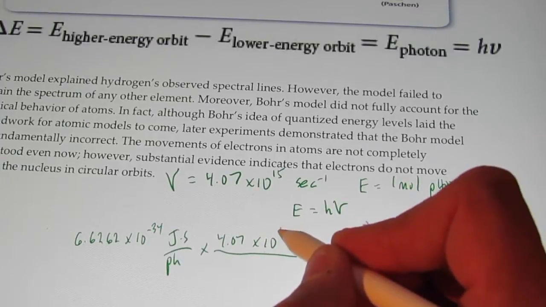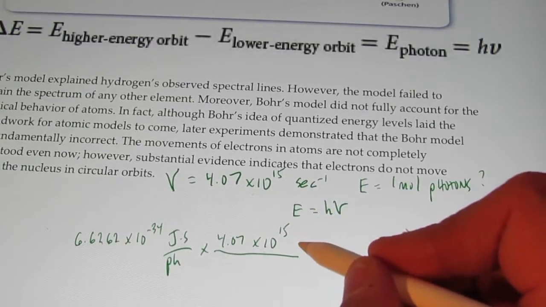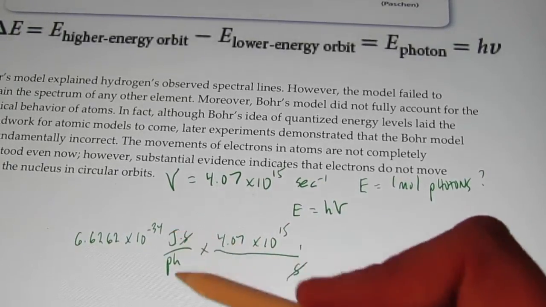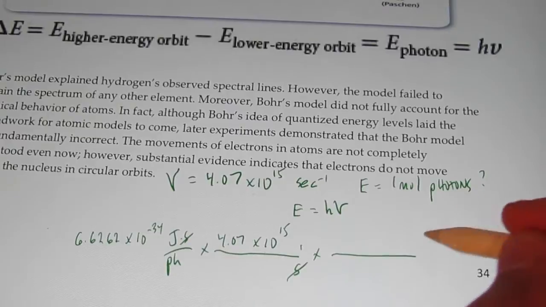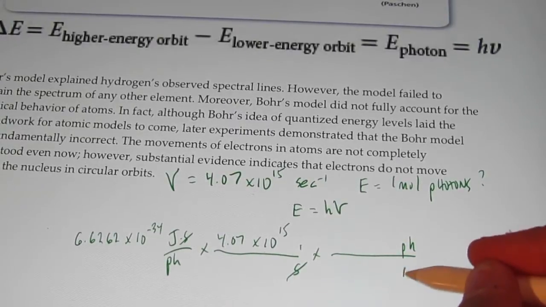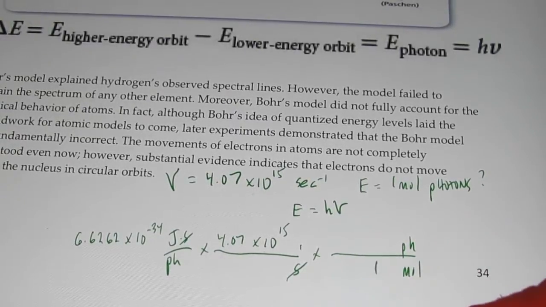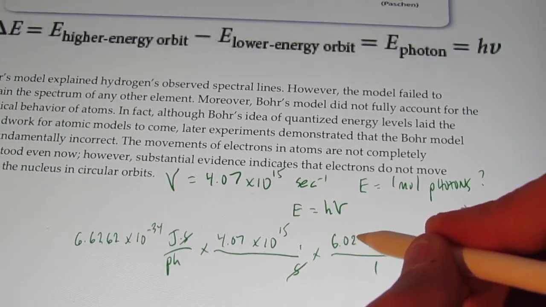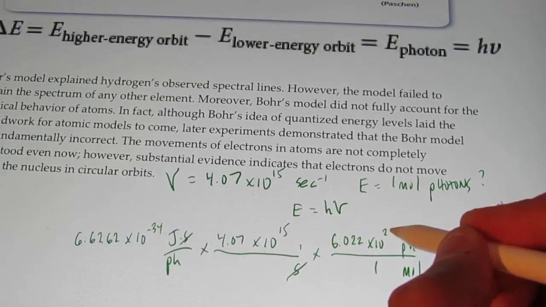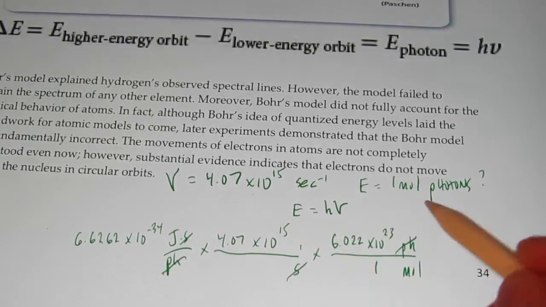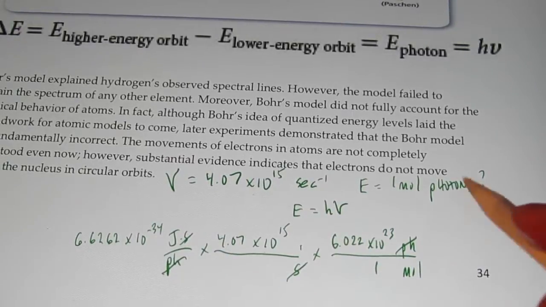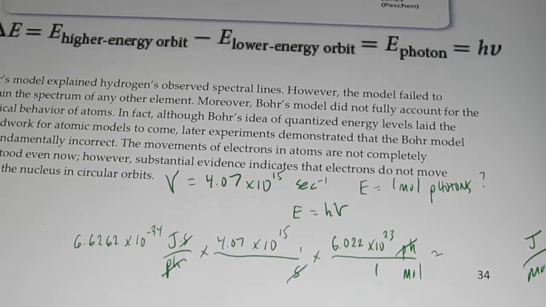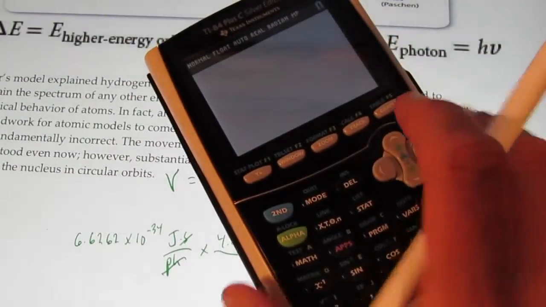4.07 times 10 to the 15th seconds to the negative first is the same as 1 over seconds. So notice seconds divide out. So we know I have joules per photon, but we want to get out of photons and get into moles, right? So 1 mole has how many photons in it? That's right, Avogadro's number, 6.022 times 10 to the 23rd. So now we're going to get joules per mole of photons, which is what I wanted to know. Joules per mole. So let's plug this in, see what we get, kiddos.